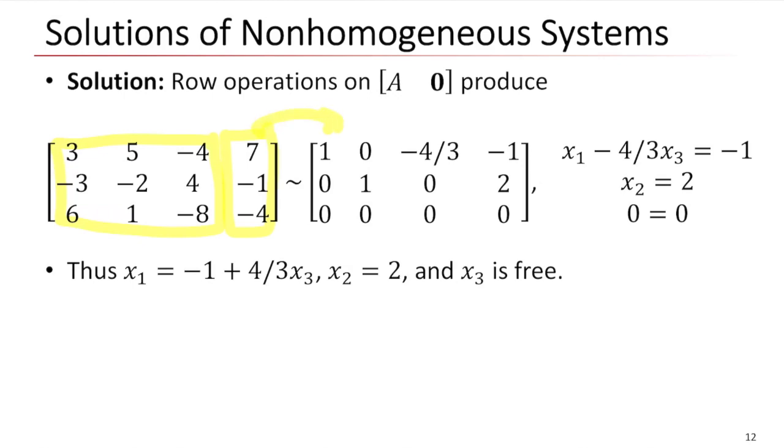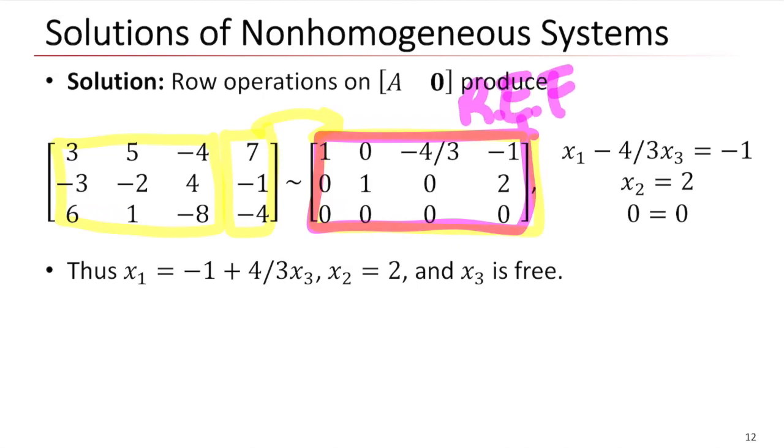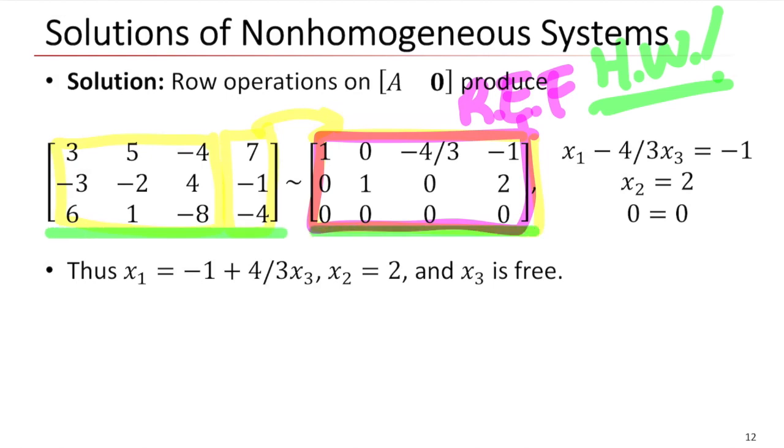Then we can derive the reduced echelon form from the original matrix. Yeah, you can do that. Please do it yourself: derive this RREF form from the original matrix. Anyway, if we find the RREF form of the matrix, we can represent the solution in parametric form.